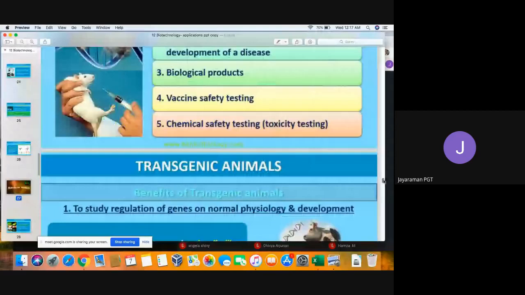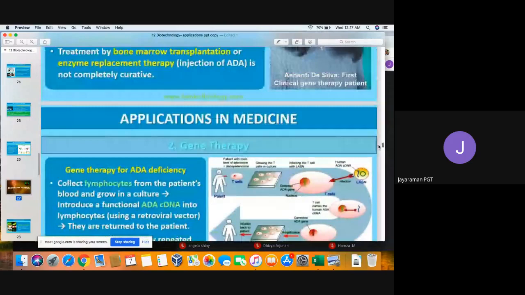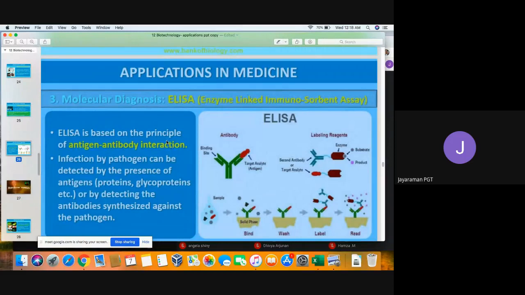Any doubt in the PCR? PCR we discussed. PCR's purpose is to amplify the gene, that's it. But the ELISA is new for you. Only this much is given in the NCERT. What is the test for AIDS, ELISA? How this works, I have simplified it. There are many other methods to detect with ELISA, but all methods show the same concept.